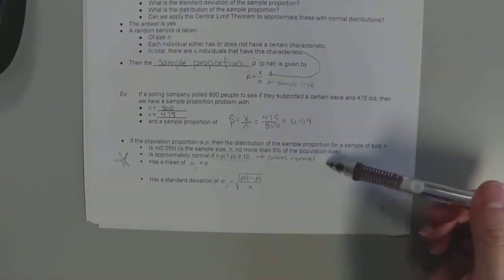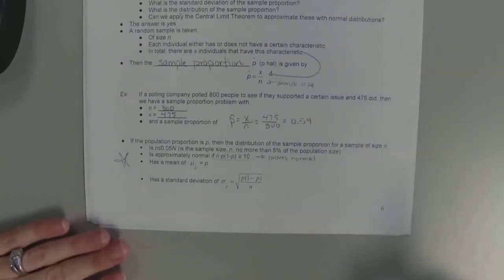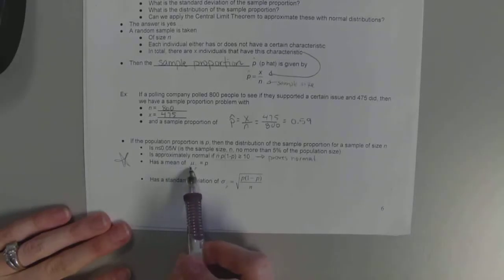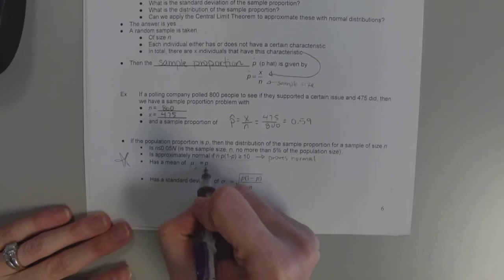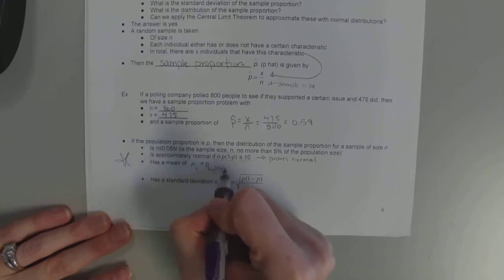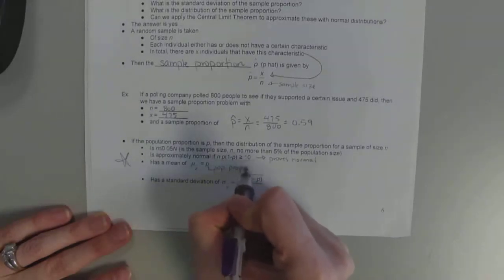So, if these two conditions are met, guess what you have? Your mean for your sample proportion is just p, your population proportion, AKA what you would expect, right? Our means don't change, our proportion doesn't change. If you expect 59% of people to be voting for a candidate, then that should be the average.